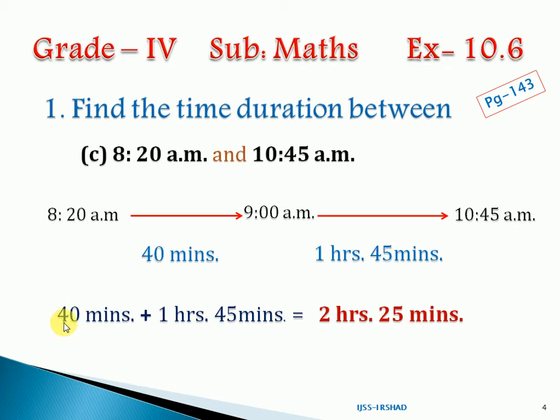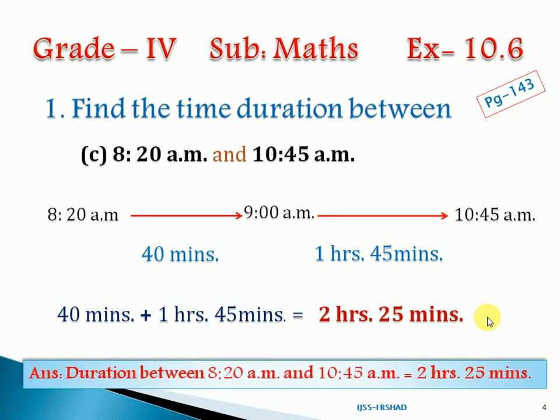Again I am repeating, this 40 minutes and 45 minutes will give you 85 minutes. From there 60 I will subtract as an hour. So it will go here in this hour and it will become 2 hours, and here 25 minutes will be left, that will be written as 25 minutes. If you are having any doubt in this step, just watch the previous video of exercise 10.5. Now you can write your final answer. The duration between 8:20 AM and 10:45 AM is equal to 2 hours 45 minutes.